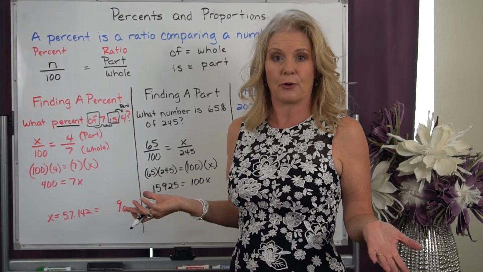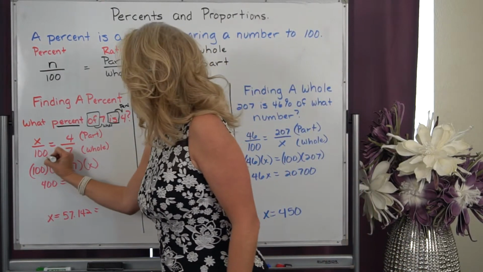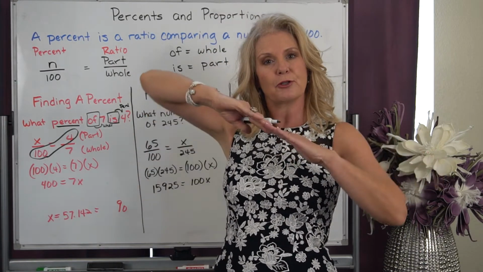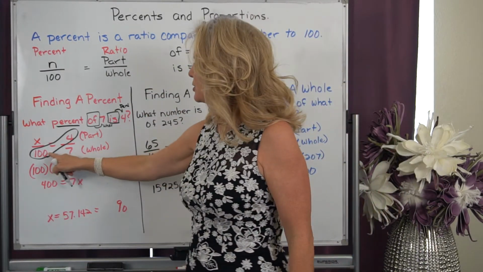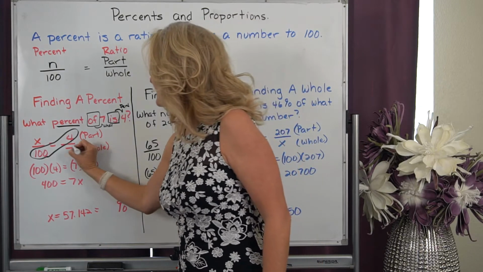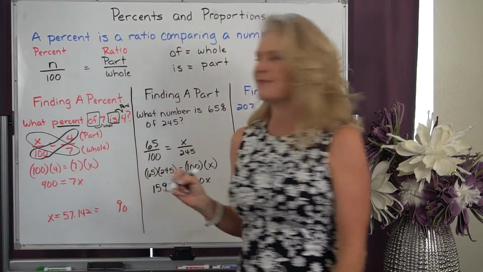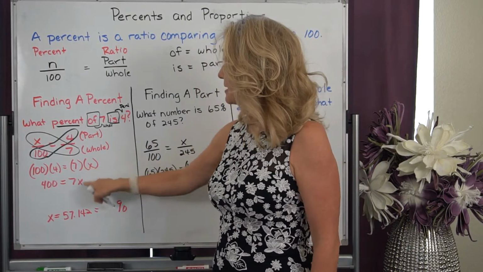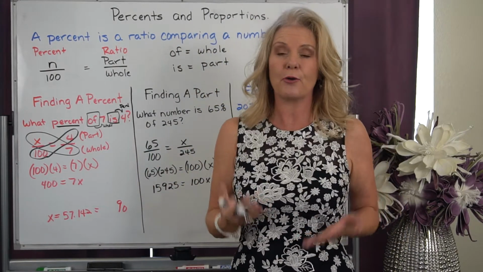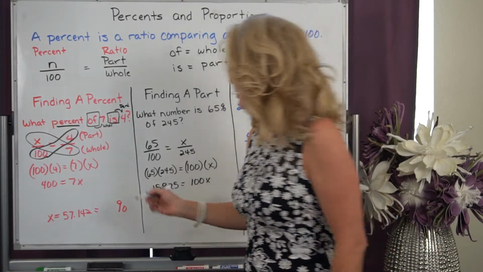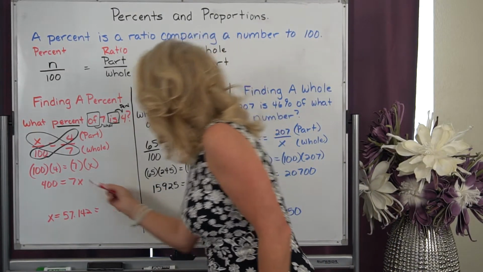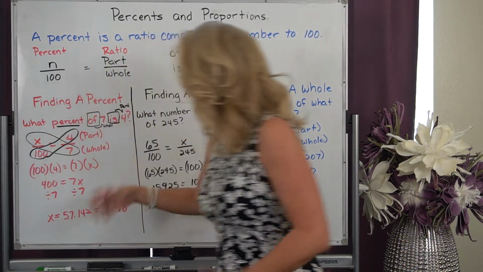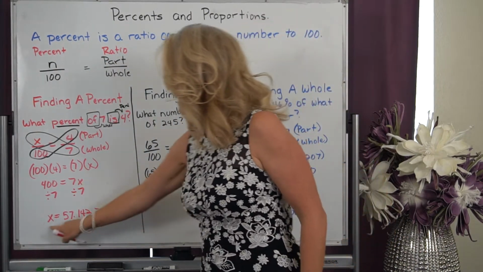Now we're going to use our cross products to solve. So remember, when we're solving proportions, we do multiplication with those cross or diagonal numbers. So we're going to do 100 times 4 is equal to 7 times x. And when we do 100 times 4, we get 400. 7 times x is 7x. Now remember, our goal is to solve for that x. So we're going to use inverse operations, and I'm going to divide both sides by 7.